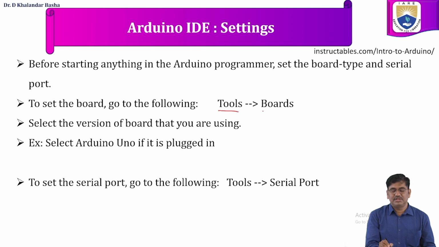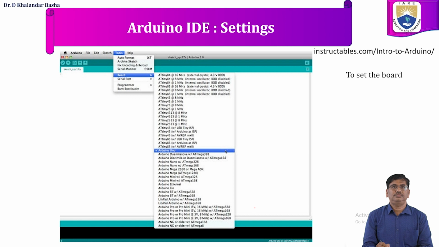go to Tools. Under that we can see Boards. It is going to display a list of the Arduino boards. The Arduino board which we are using for programming, that is what we select here. Select the version of the board that you are using. For example, if you are plugged into the laptop with an Arduino Uno, then under Boards we have to select Arduino Uno. To select the serial port, go to Tools. There we can go for serial port selection.